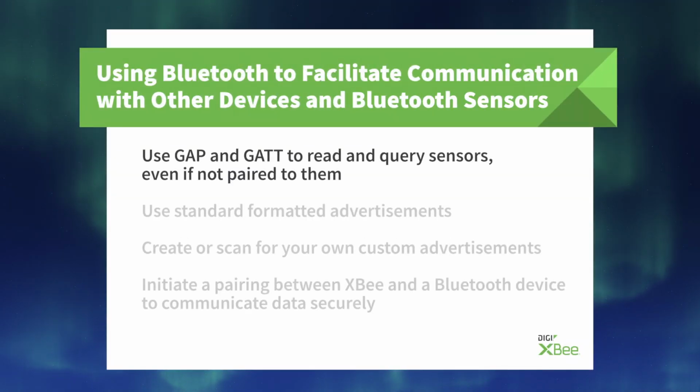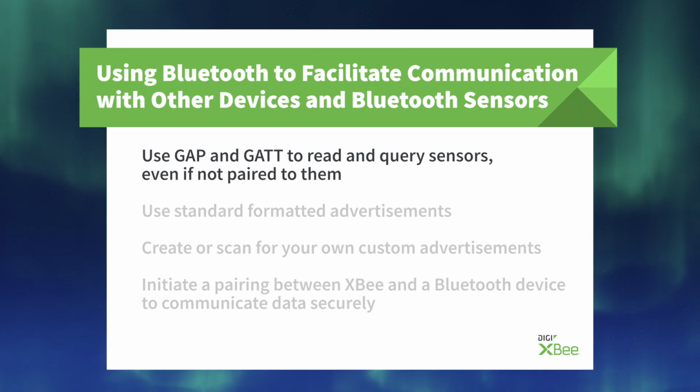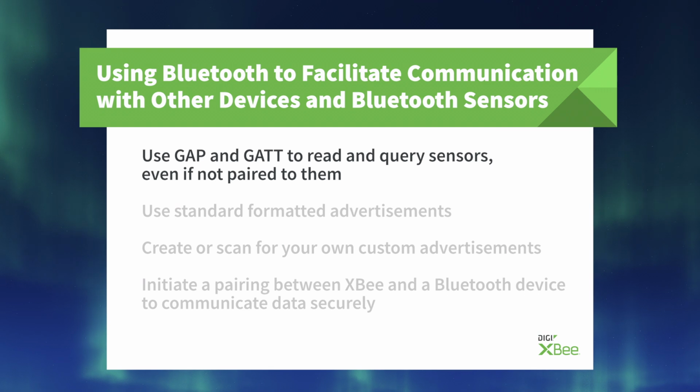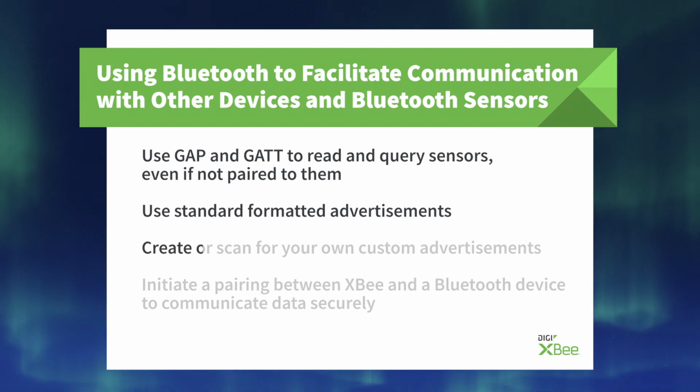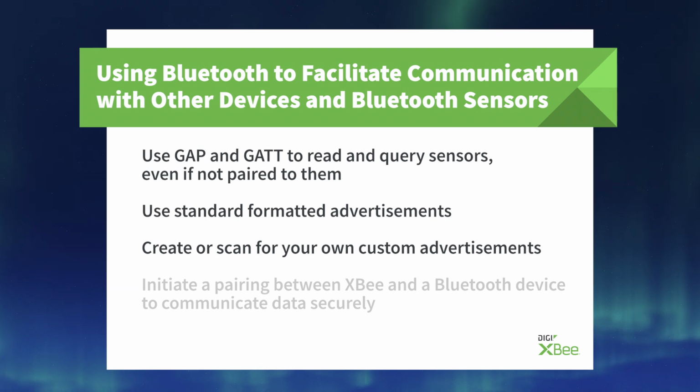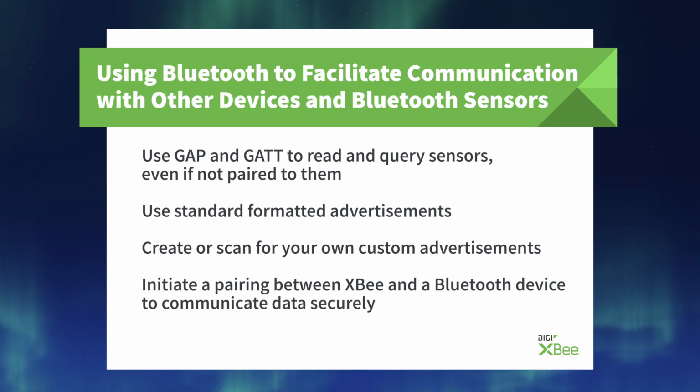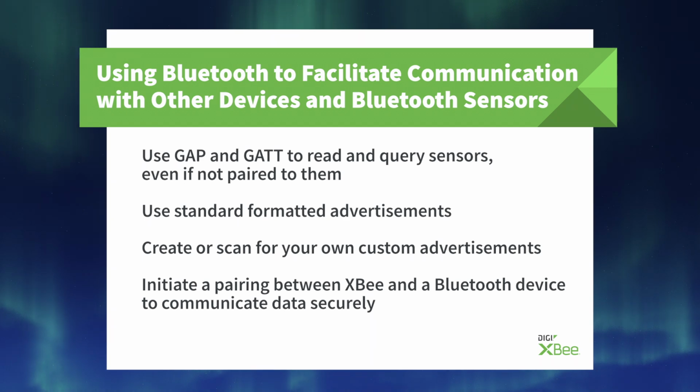And Alec, how does having Bluetooth on Digi XBee modules facilitate communications with other devices or Bluetooth sensors? Bluetooth on our XBee 3 modules allows our customers multiple methods and protocols of using the Bluetooth for communication. Using GAP and GATT, you can query and read sensor values from devices even if you're not paired to them. XBees also allow you the ability to use standard formatted advertisements such as iBeacon and Eddystone, as well as creating or scanning for your own custom advertisements. The last use case I want to cover would be initiating a pairing between the XBee and another BLE device in order to communicate data between the two devices securely.